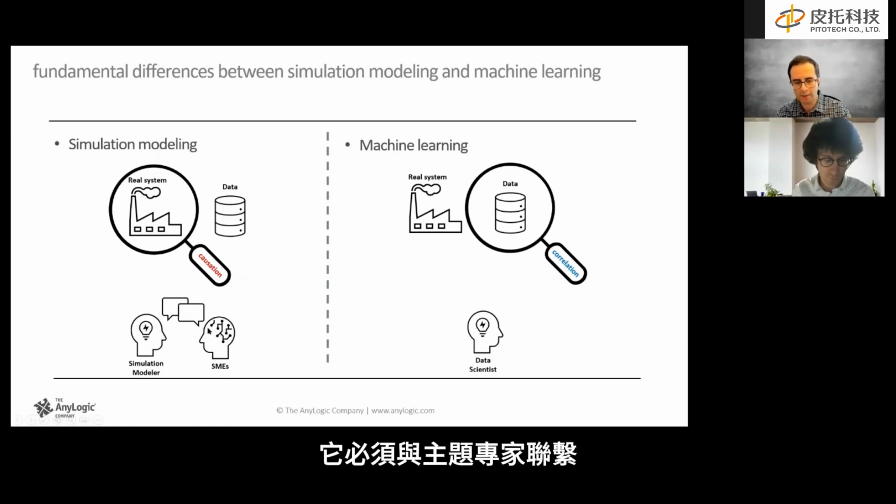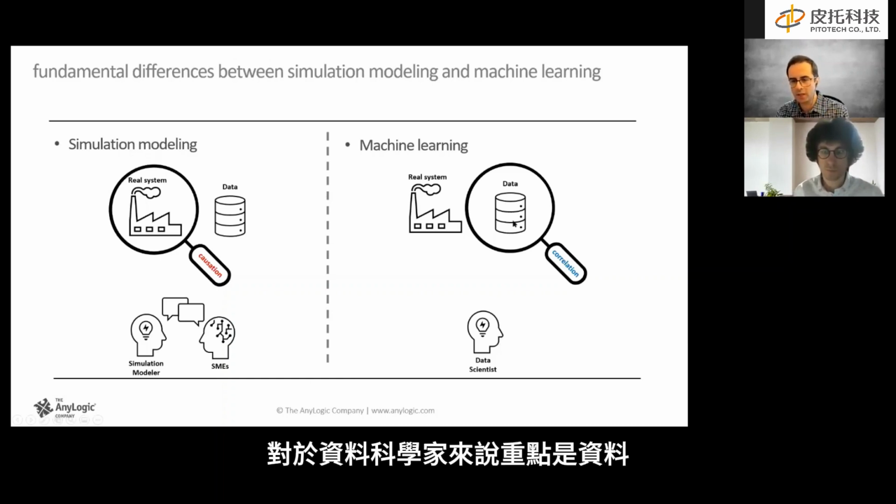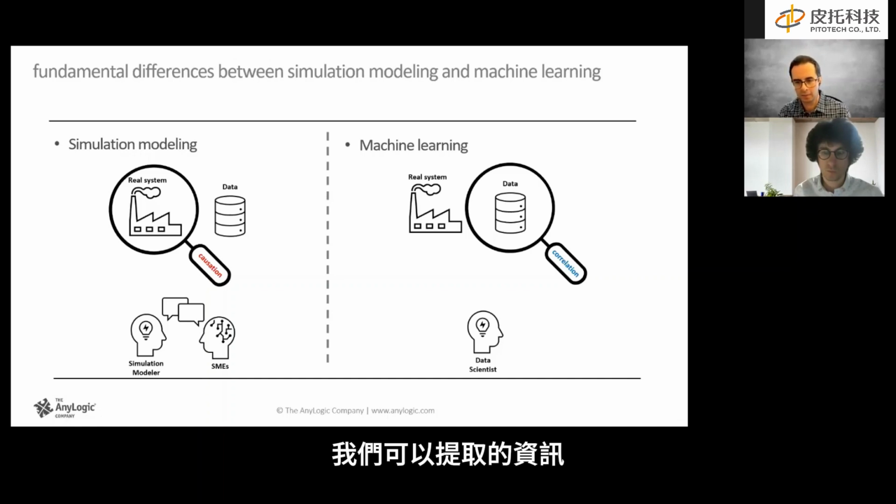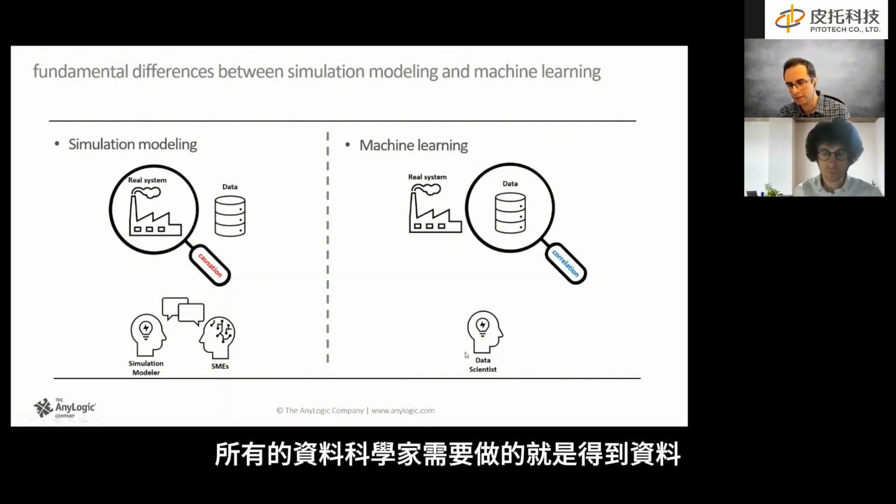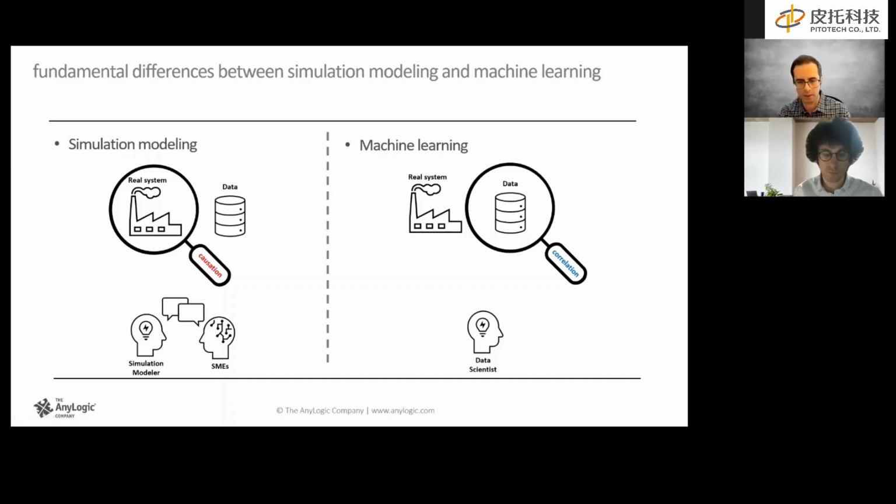And it has to be in contact with the subject matter expert, learn about how that system works, and then try to model those rules into the simulation. Versus a data scientist, and again, this is a pretty oversimplification of the process, but just the gist of the idea. For a data scientist, the focus is on the data, and the assumption is that all the relevant information that we can extract based on our objective is inside this data. So all the data scientist needs to do is to get that data and try to uncover the information that is inside it. And theoretically, the data scientist does not need to know that much about the real system. They can just focus on the data and uncover the relationships between different features.